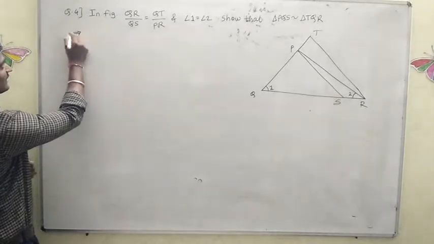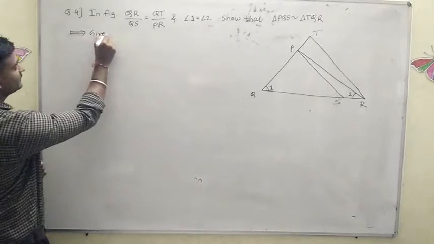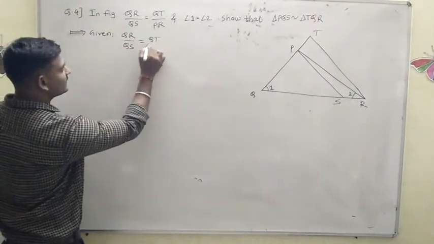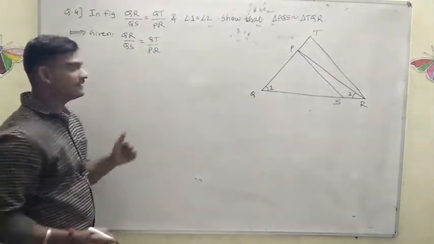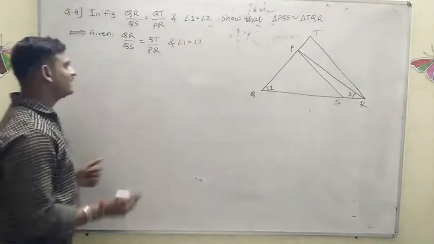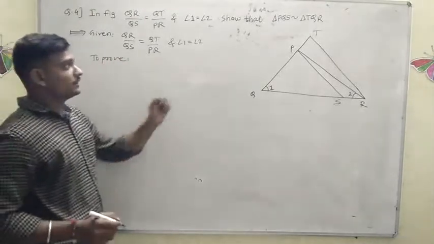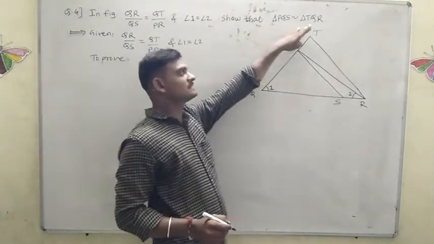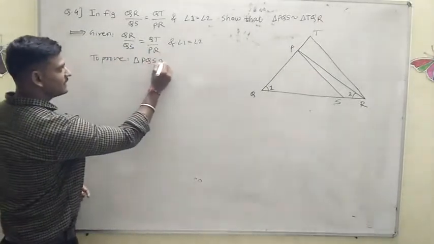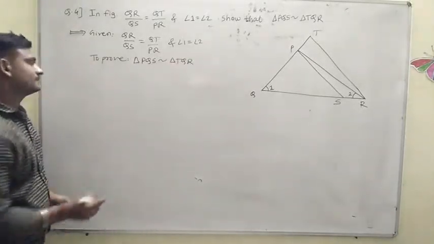See here. First I will write the given data. What is given? Given: QR divided by QS is equal to QT divided by PR. This is the given data, and angle 1 is equal to angle 2. This much is given, and what we have to prove is that triangle PQS is similar to triangle TQR. We have to show these two triangles are similar.